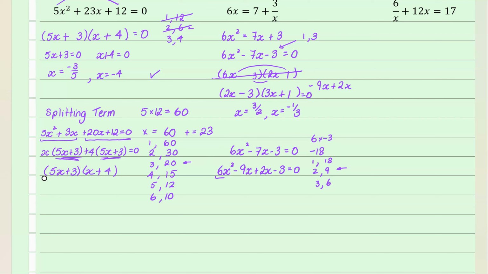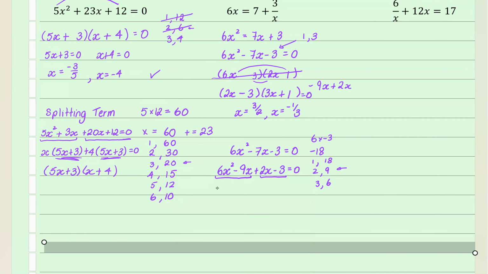And now we pair off. What's your highest common factor between 6x squared and 9x? That's going to be 3x. 3 times what gives me 6? That's 2. 3 3s are 9. And look at that, we've got 2x.